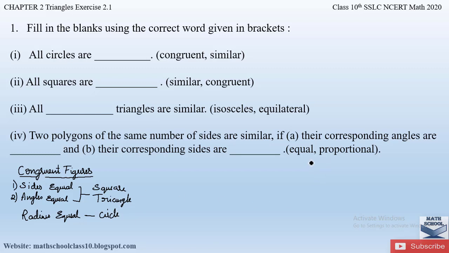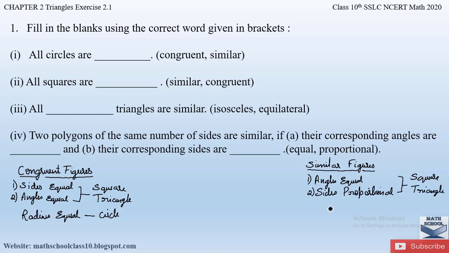Now coming to the similar figures. What is a similar figure? Any figure which has the same shape and not necessarily the same size is called a similar figure. So for similar figures, the angles must be equal, and the sides, or the ratio of the sides of the two figures, must be proportional. So this is in the case of a square and triangle. Now in the case of a circle, the radius may not be equal for the figures to be similar. So here coming to the first part of the question, they're asking all circles are congruent or similar.